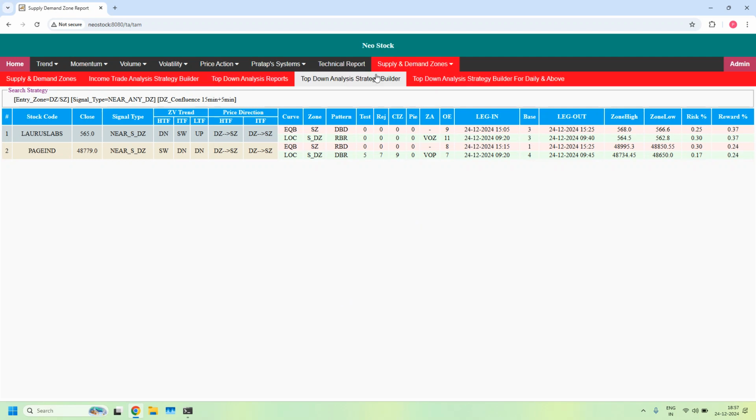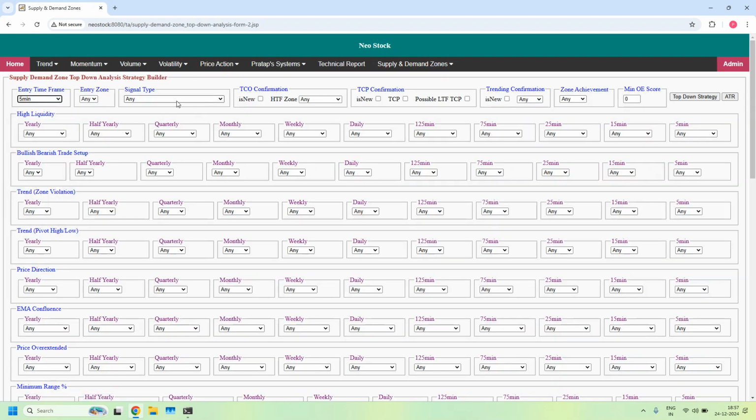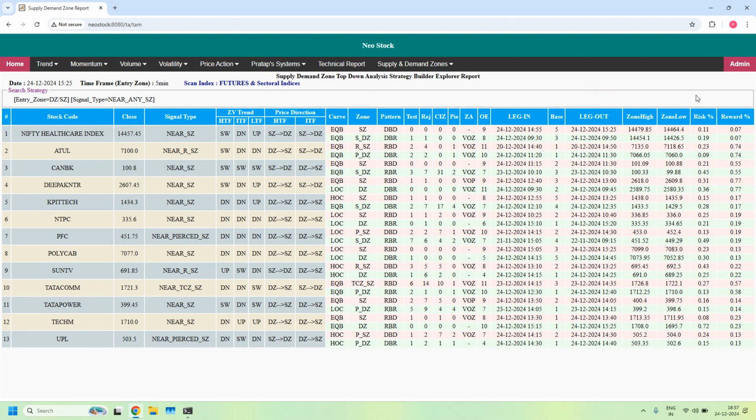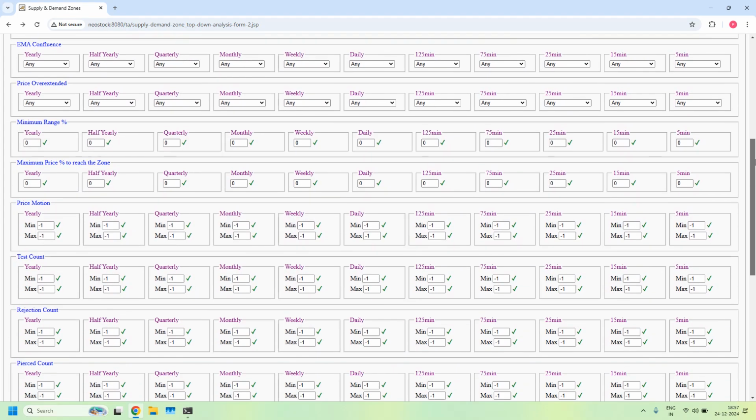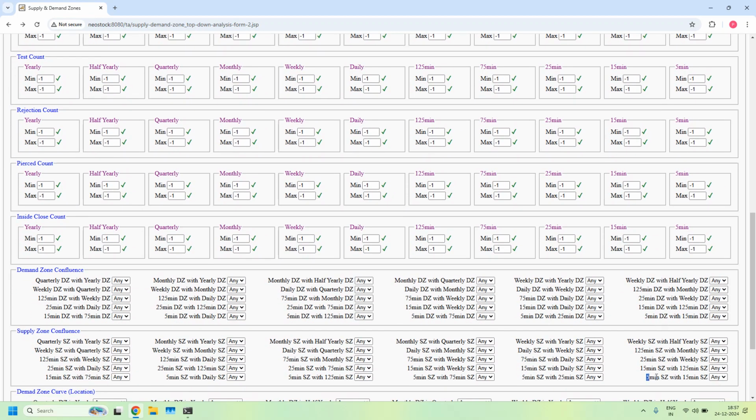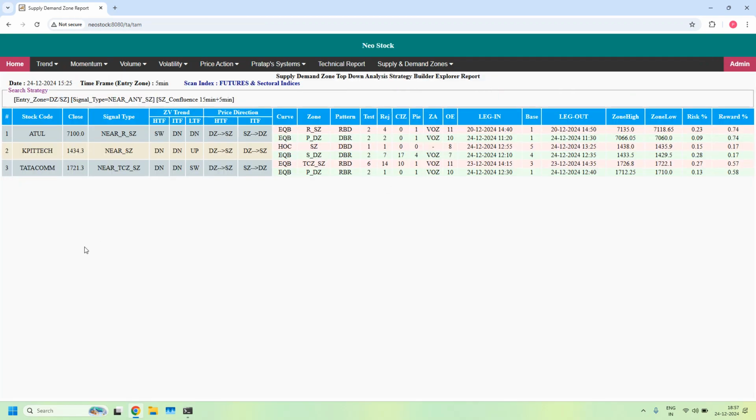Okay, next 5 minutes time frame. Stocks near 5 minutes supply zone. We got 13 stocks. Out of these 13, how many are having ITF supply zone confluence? Let us find. That is 5 minute supply zone with 15 minute supply zone confluence. I am enabling that filter. So with this filter, we got 3 stocks. Out of these 3, first one is invalid and third one is invalid. Only second one is valid. First and third zones are pierced zones.